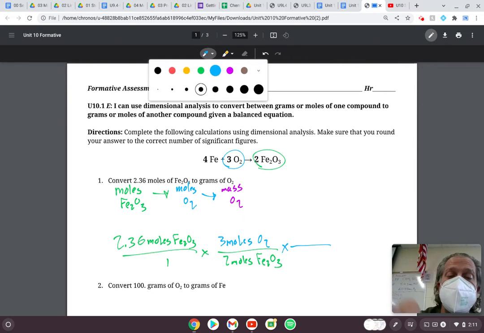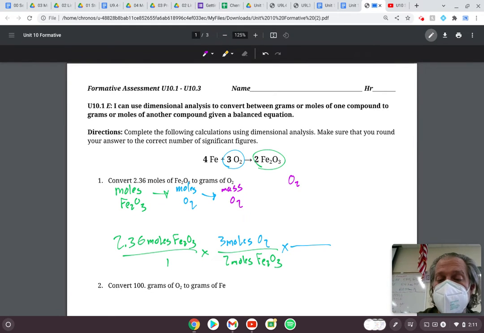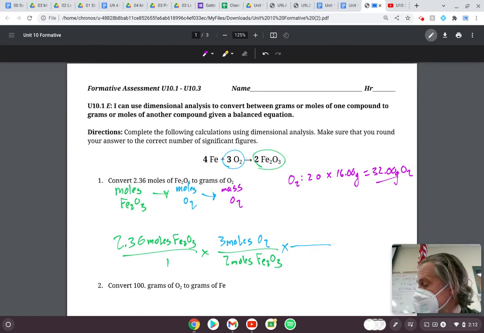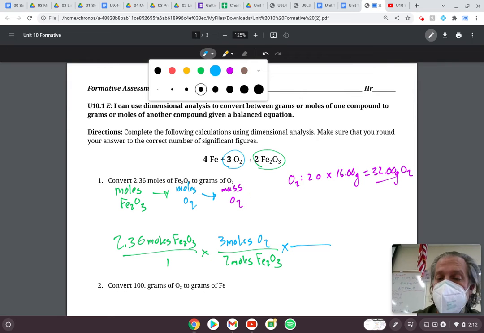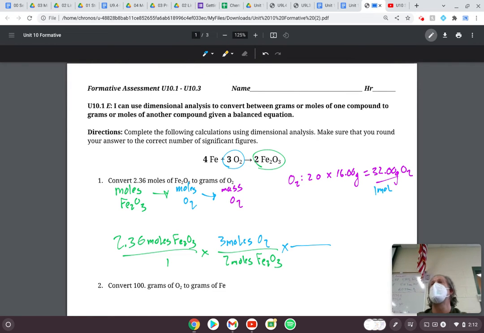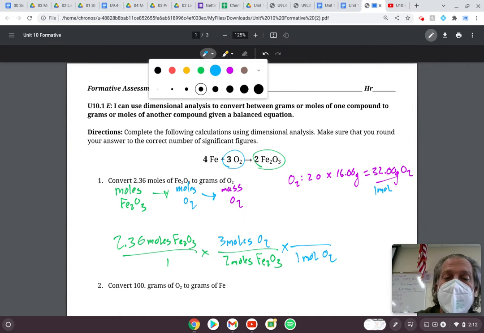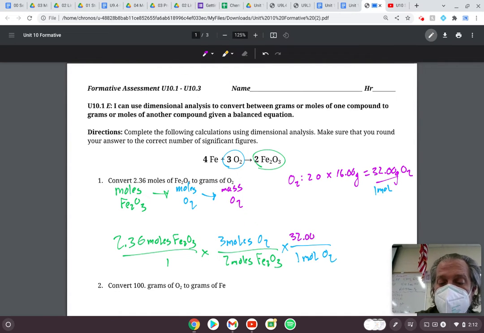And when you calculate the mass, in problems like this, you're going to calculate the molar mass. And the molar mass for O2 is 2 oxygens times the mass of oxygen, which is 16.00 grams, which is 32.00 grams of O2 in 1 mole. Now this time the mole has to go on the bottom again because it's 1 mole of O2 on the bottom, and we're going to have 32 grams of O2 on the top.